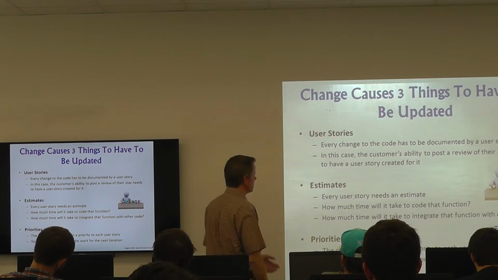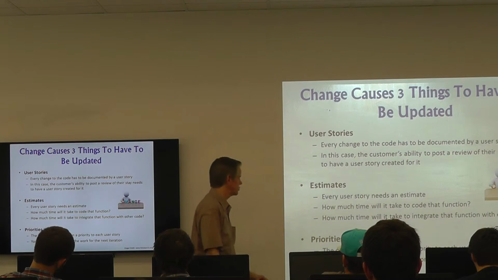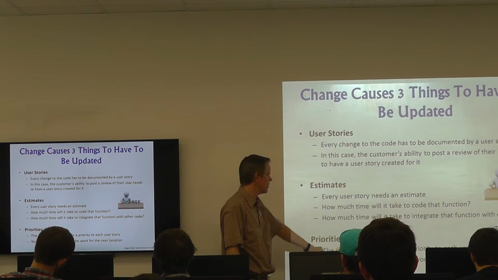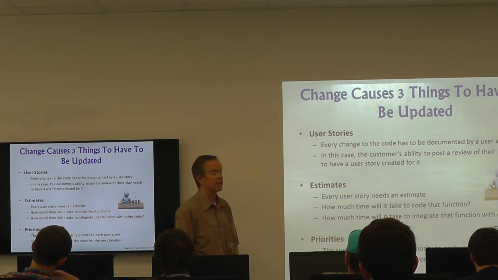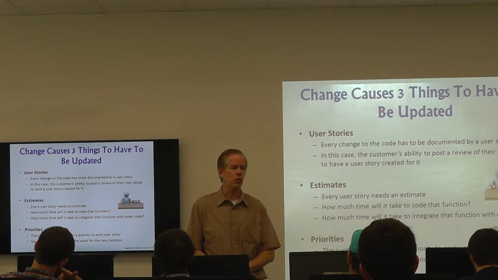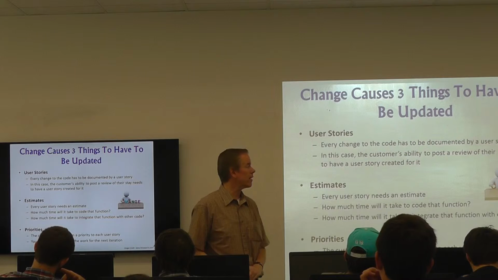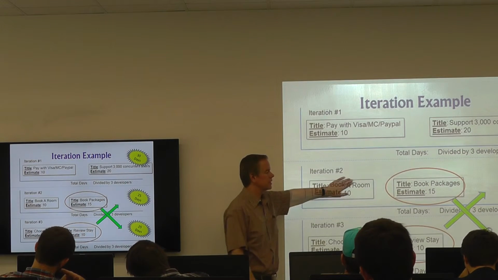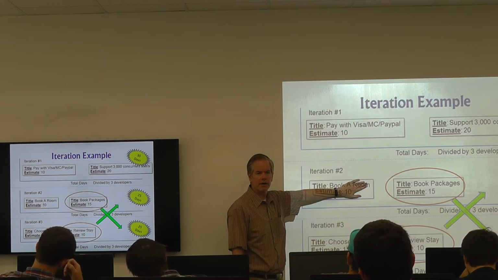And then, of course, priorities. The customer is in charge of assigning priorities to each user story. And once they've done that, then you workers have to take a look at those priorities and figure out what you're going to be able to cram into the next iteration of code that you're planning on working on.